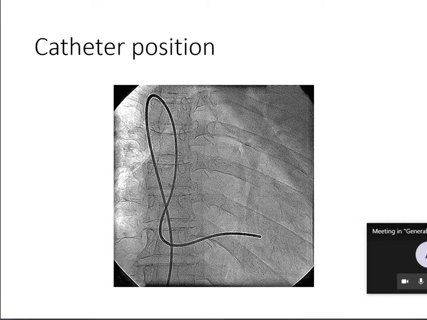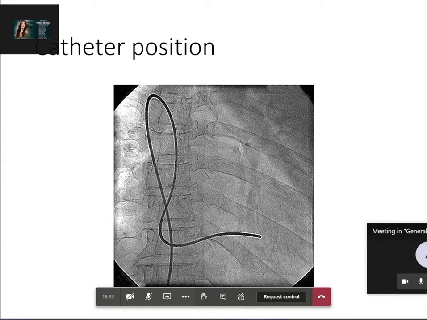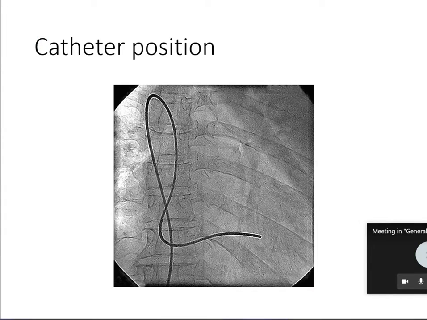It's on the right side. IVC, yes. IVC interrupted, with azygos continuation to SVC. Very good. So the IVC is interrupted. The catheter is going from IVC through the azygos to SVC, coming back to RA and going to the RV. So that is the catheter position.